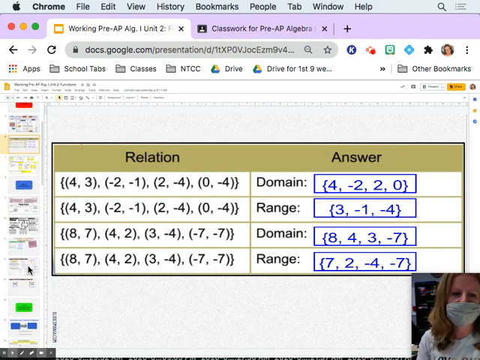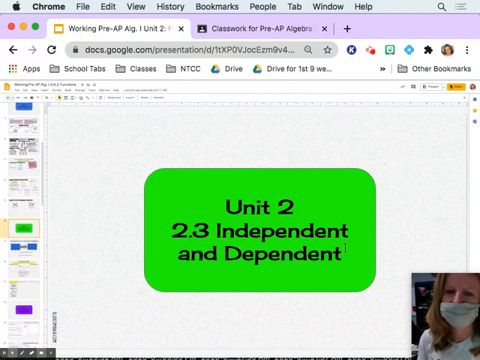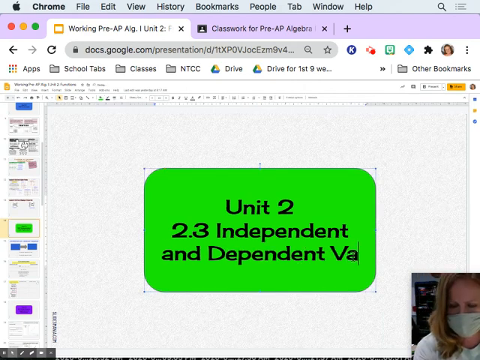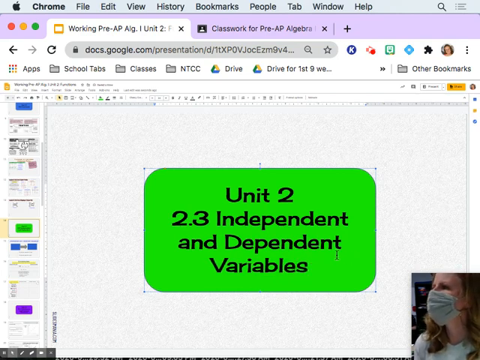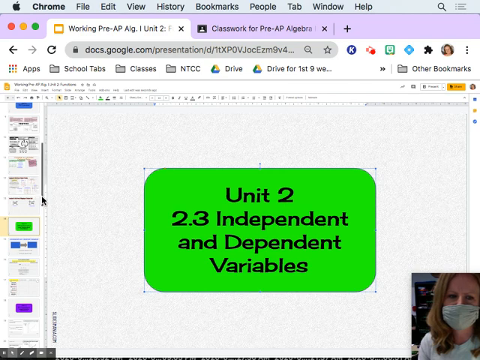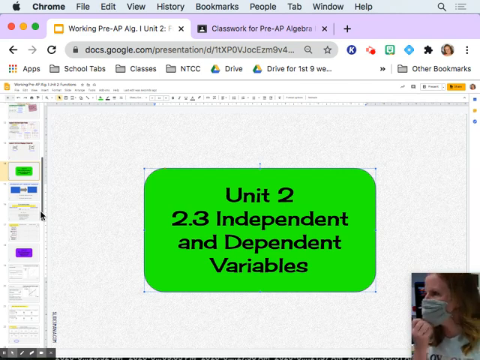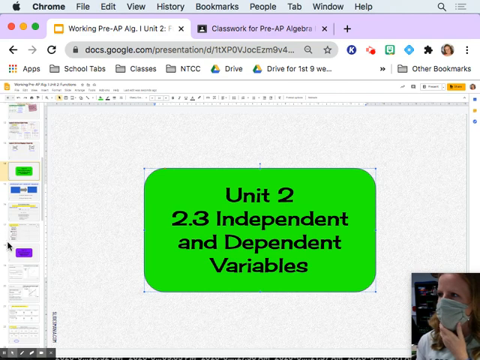Okay, we are talking again about functions, but we are talking about the variables today. Independent and dependent variables. So a variable is a letter that represents something. So we need to know what the independent and dependent variables are of certain situations.